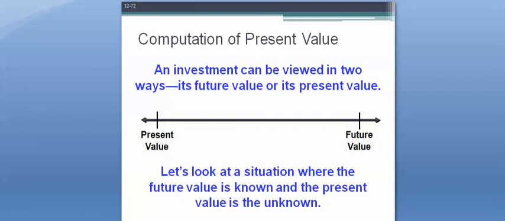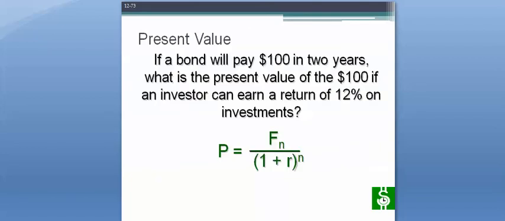Let's take a look now at calculating present values. An investment can be viewed in 2 ways. It can be viewed as a present value or as a future value. Now let's look at a situation where the future value is known and the present value is unknown. A little simple algebra will show us that our present value is simply equal to our future value divided by 1 plus r to the n.